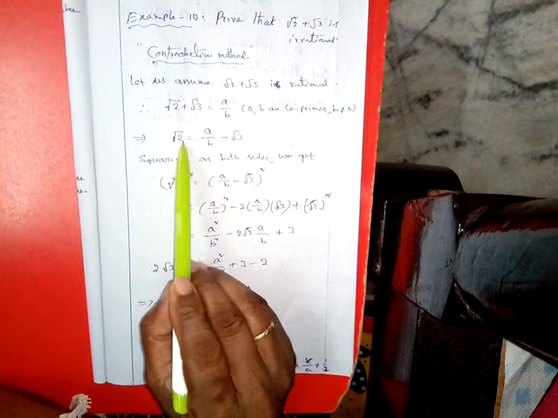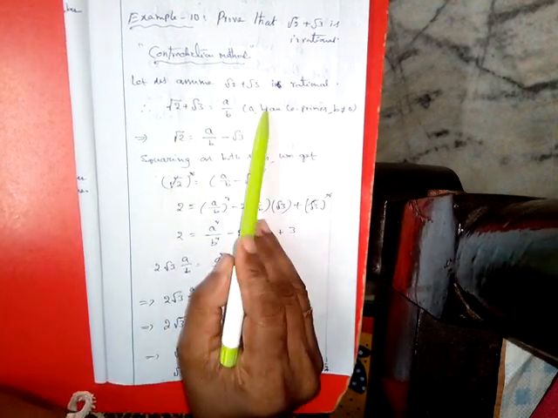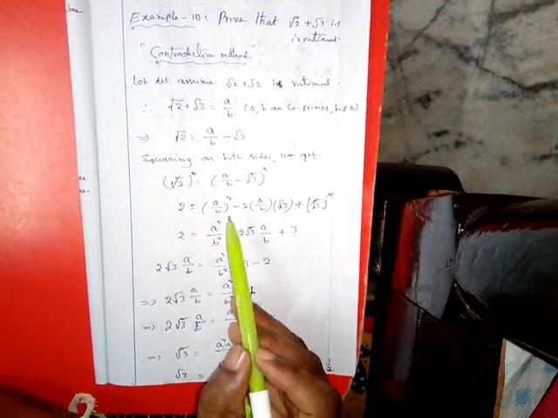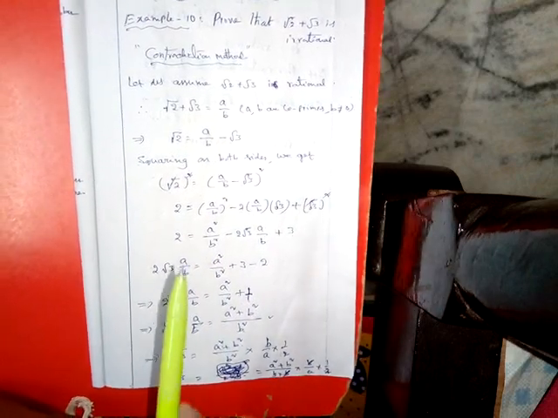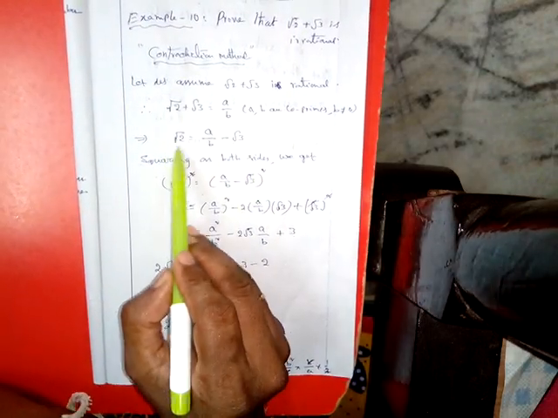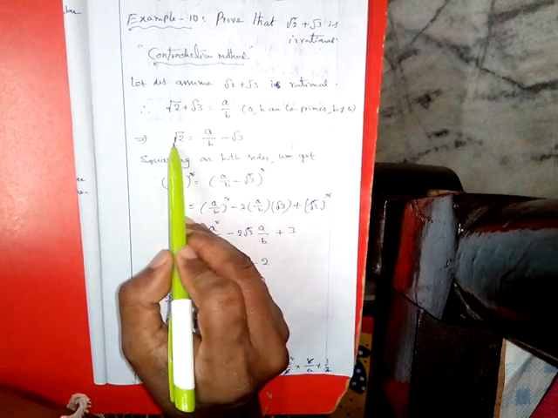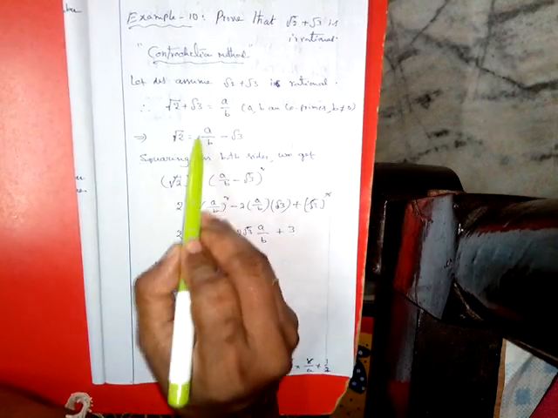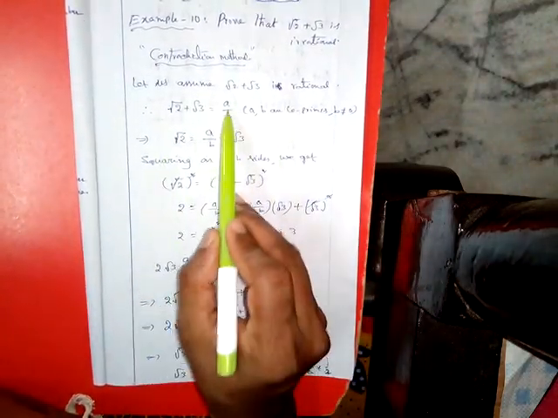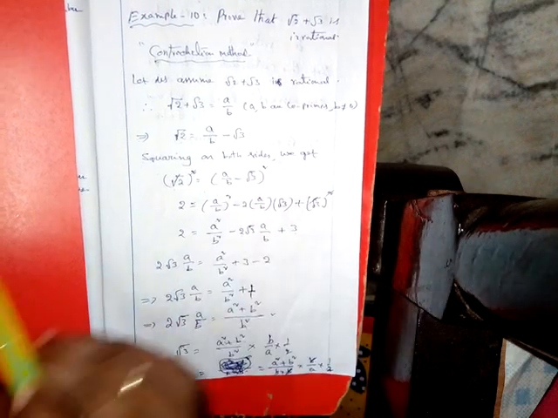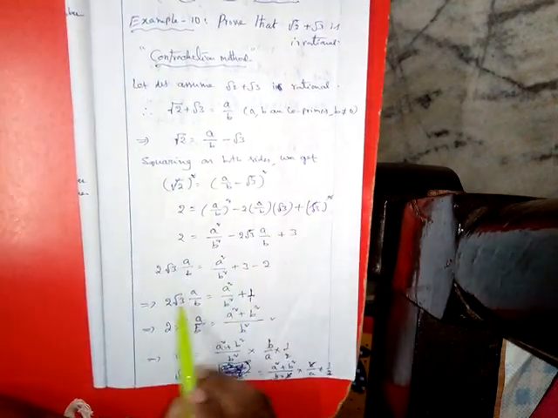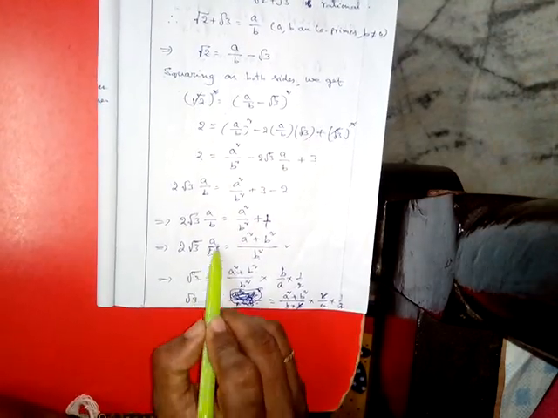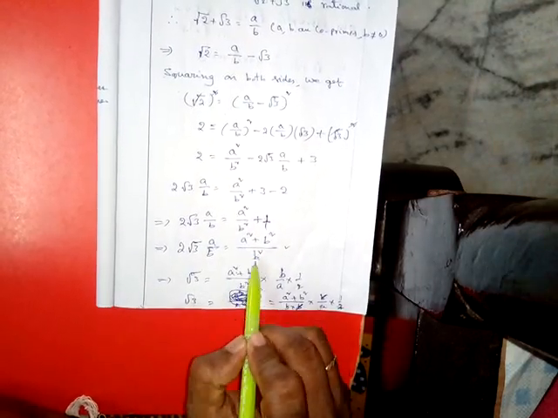Simplifying this, keep root 2 on the left side and send root 3 to the right side. Then root 2 is equal to a by b minus root 3. So squaring on both sides, you get 2 root 3 a by b equal to a square plus b square by b square.